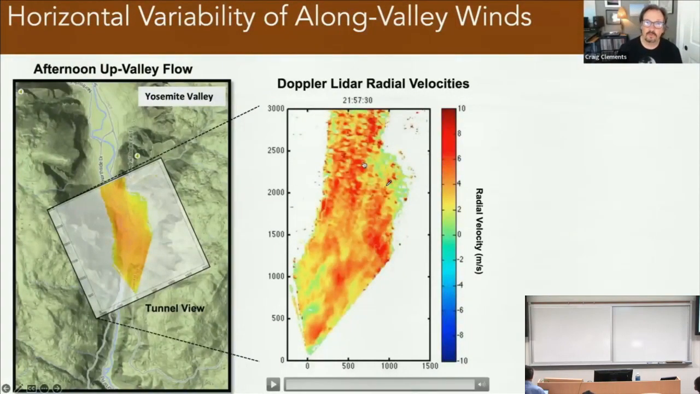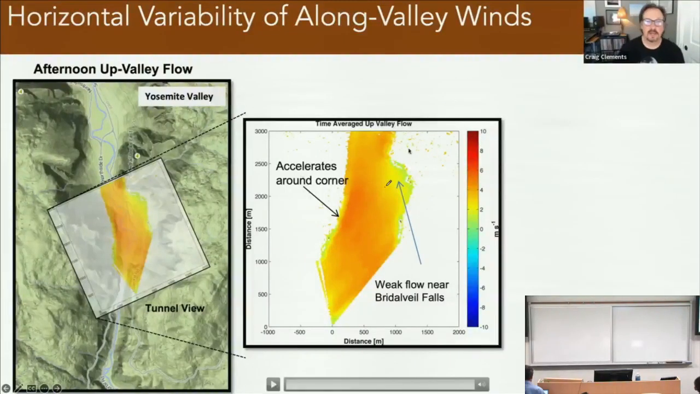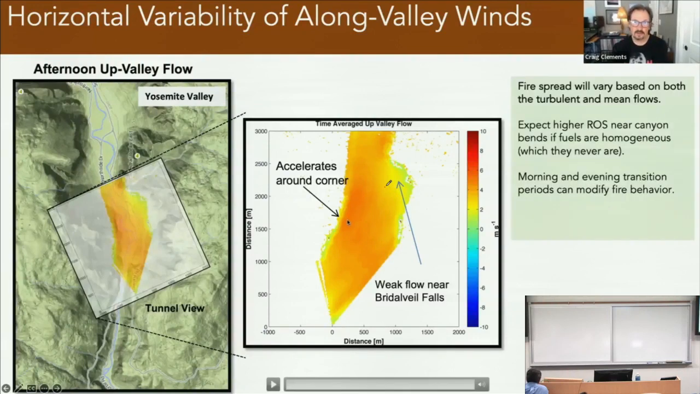And like if you see, we're going from like 8 meters per second to 0 within like 100 meters or 50 meters. A lot of weak winds, strong winds, just in that short distance. And so if we take a time average of that, we can see that on average, the wind is accelerating around the corner here, but we have very weak flow and kind of convergence of weak winds at this edge here, which is, there's like a big bend in the valley here.